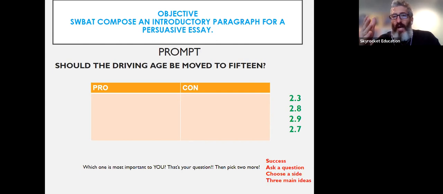So then we would get into some guided practice here. And so I'd say, all right, let's use our pro and con chart. I would have that posted somewhere, or if it was guided notes, kids would have that in their guided notes. And I'd say, here's the prompt. Should the driving age be moved to 15? Here's what I want everybody to do. I want everybody to come up with one pro and one con for this. Everybody has to do at least that one pro and one con. What is good about this? What is bad about it?